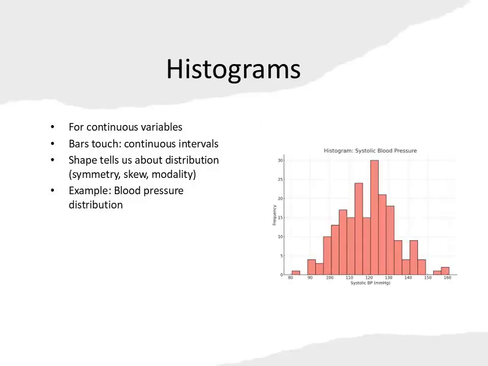A histogram is used to display the distribution of a continuous variable. Here, the x-axis is divided into bins, intervals of the continuous variable, and each bar shows how many data points fall into that bin. Histograms help us see the shape of the distribution, whether it's symmetric, skewed, or multimodal. For example, you might plot a histogram of blood pressure values or cholesterol levels.